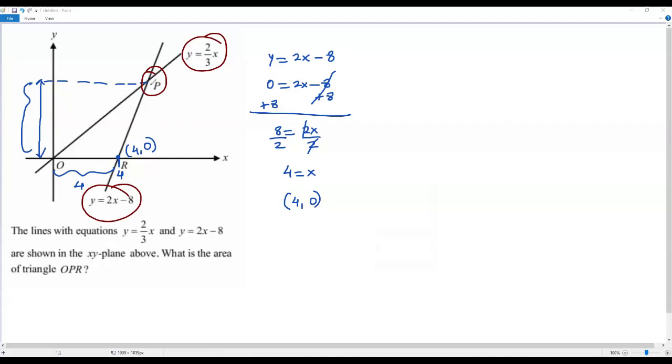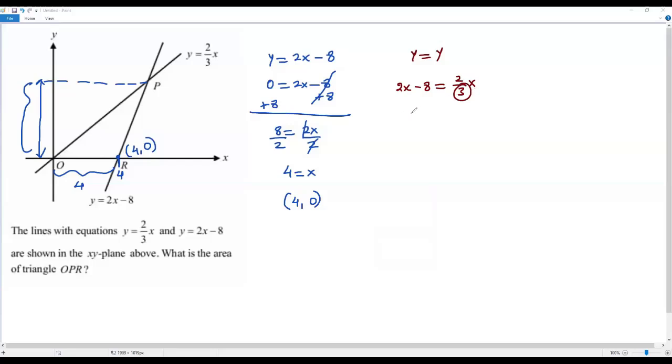Now to get the x-coordinate and y-coordinate of the point P, we have to solve the given two equations. For that, let me write y equals y. For the y on the left side, we can consider the equation y equals 2x minus 8. That is, we can plug in 2x minus 8 for the y on the left side. Then I'm getting 2x minus 8 on the left side. And for the y on the right side, we can plug in 2/3 times x. Then I'm getting 2 over 3 times x.